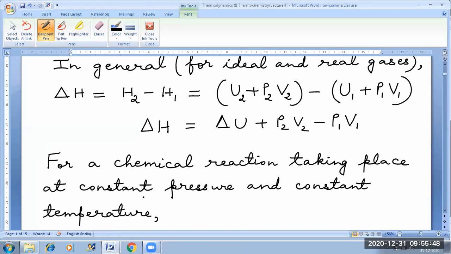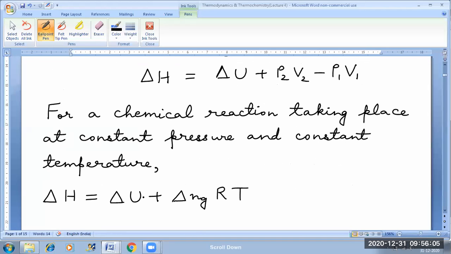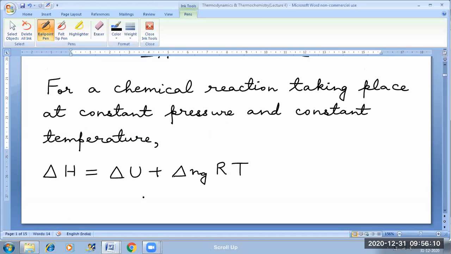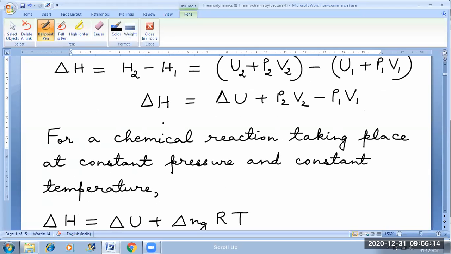Now, if a chemical reaction is taking place at constant pressure and constant temperature, then let's see how we find out the value of delta H. This becomes the formula of delta H in that case. How did I get this? Look at this expression. Delta H is equal to delta U plus P2 V2 minus P1 V1.